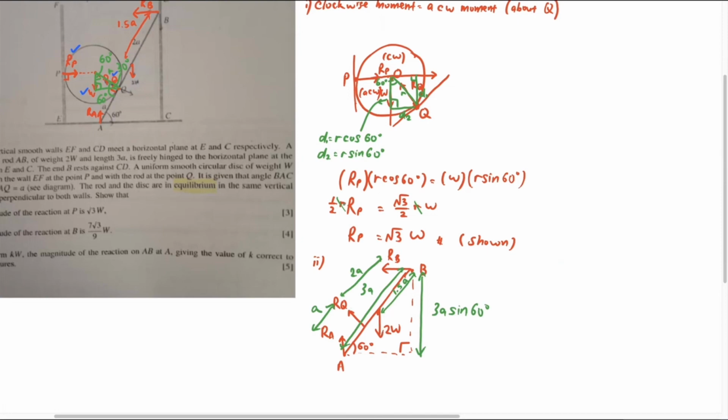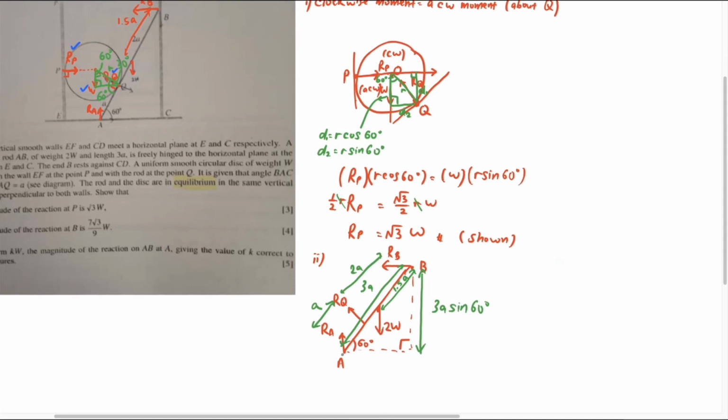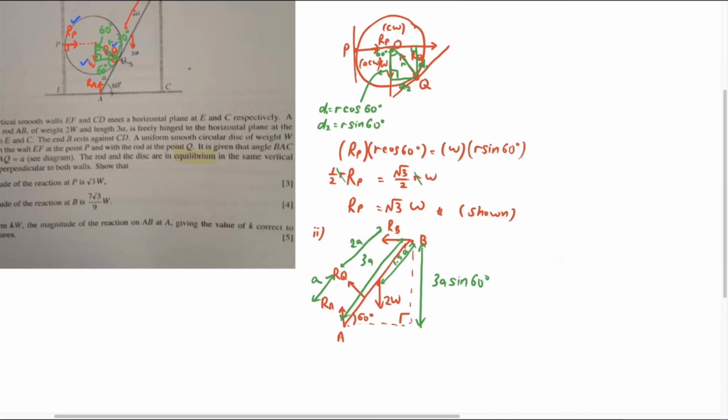Okay, so let us use moment about point A. I don't choose moment about this point because I want W in my answer, so I don't choose this point. I want W in my answer. I either choose this point or this point. Okay, about point Q or about point A. So let's say I choose about point A. So moment about point A. So clockwise moment equals anti-clockwise moment.